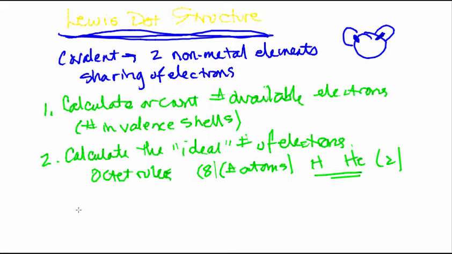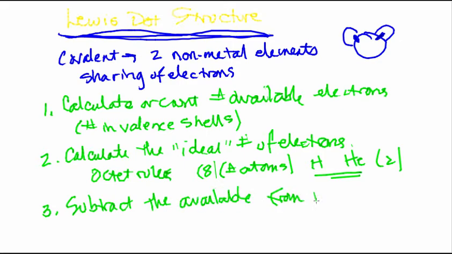So once we have done that, if there is a difference between the two, we subtract the available electrons from the ideal number of electrons. And that tells you how many electrons are shared. However, that's the number of shared, and I'm just going to write a little e here for electron.